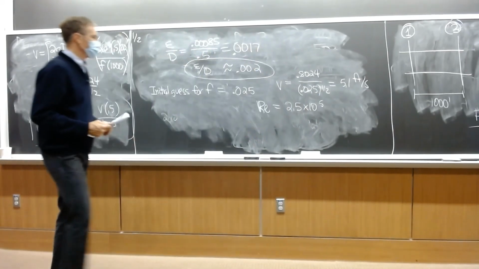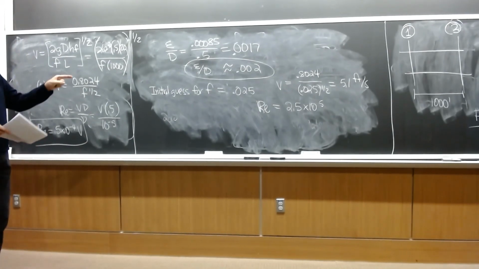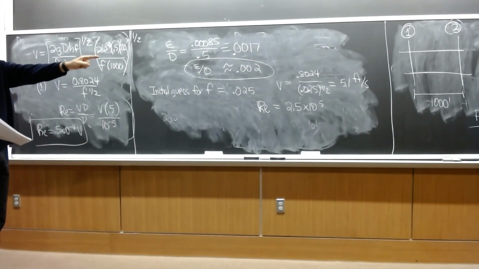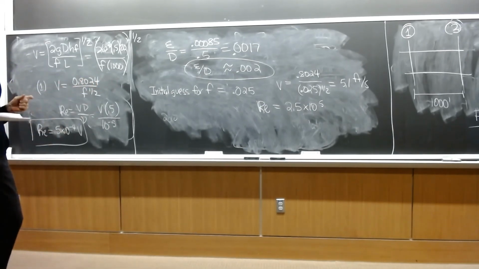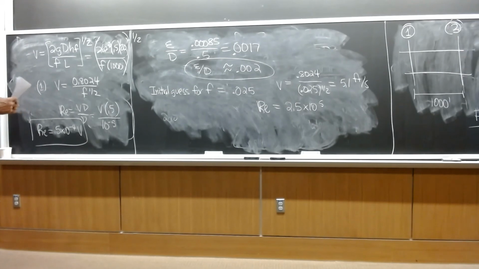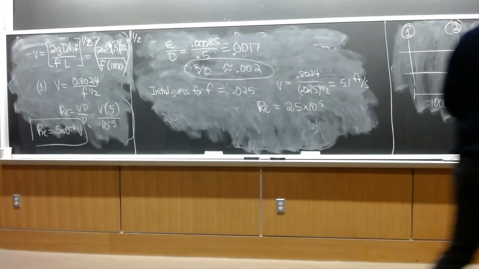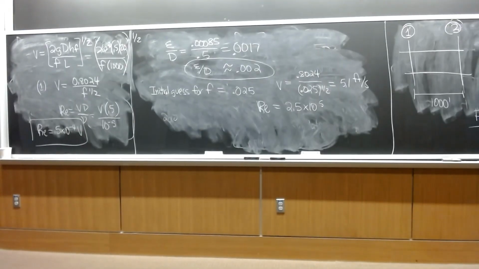Once we've guessed F, used that to calculate V, then calculated the Reynolds number, now we come back and calculate the friction factor again. We go back to the Moody diagram with that 2.5 times 10 to the 5th. That's going to be about right there.